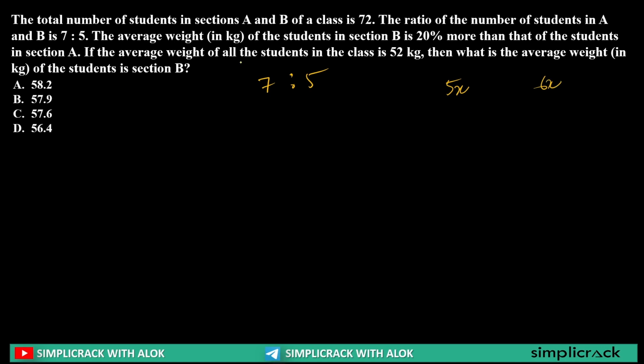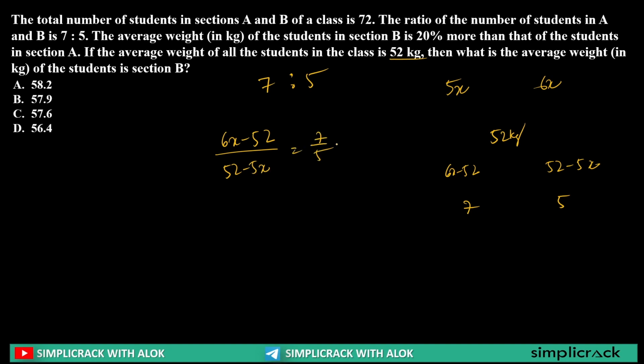If the average weight of the students is 52 kg, here the alligation method will be used. So the average is 52 kg. So it will be 6x minus 52, and here it will be 52 minus 5x, and the distribution is 7:5. So I can write (6x minus 52) divided by (52 minus 5x) is equal to 7/5.